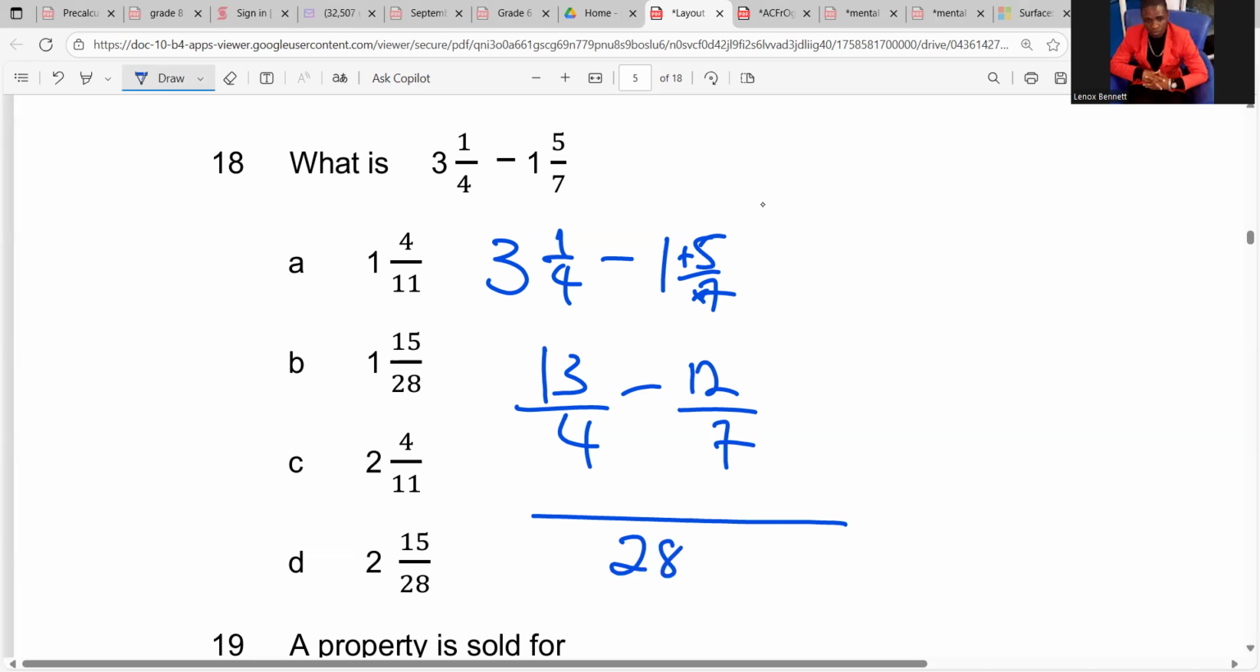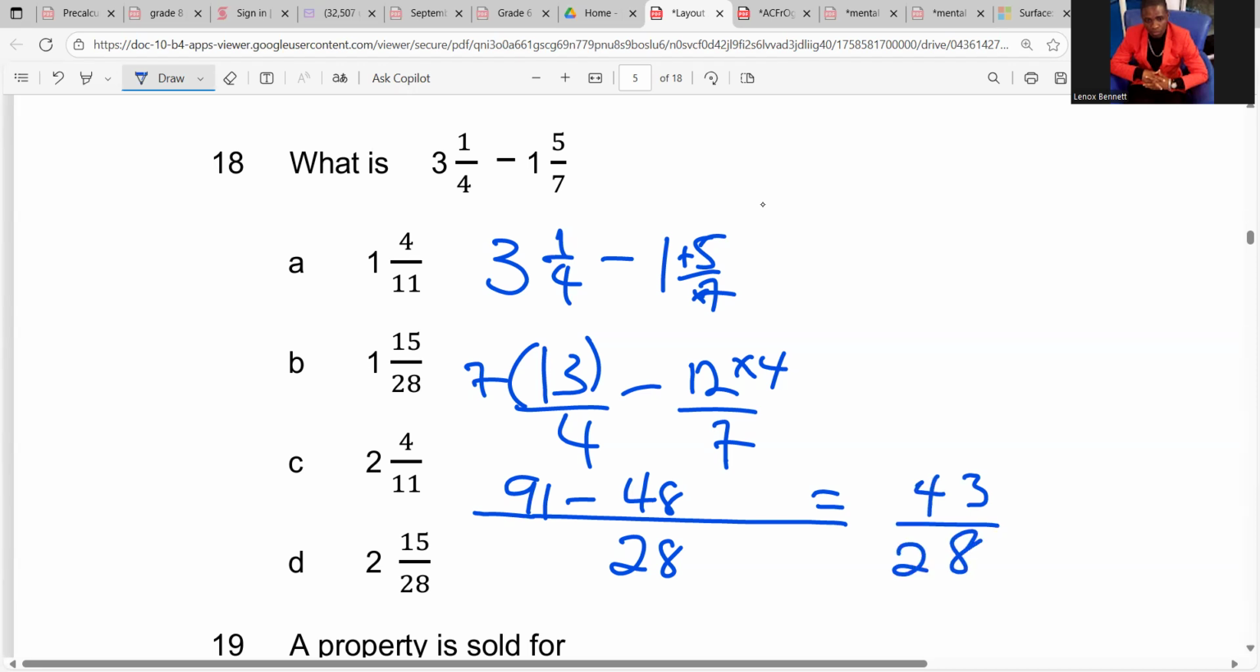4 into 28, 7 times, so we multiply by 7. 7 times 13 is 91. 7 into 28 is 4 times, 4 times 12 is 48. 48 from 91, we can't do 8 from 1, so we borrow, that leaves 3 and then 4 from 8 leaves 4... So it's 43/28. How many 28s can we get out of it?